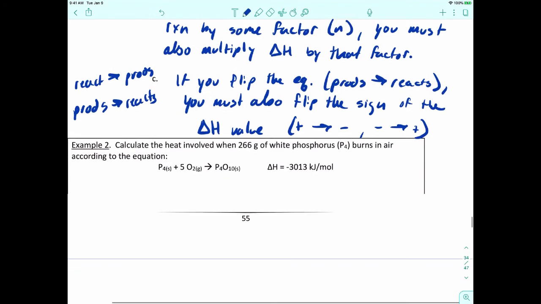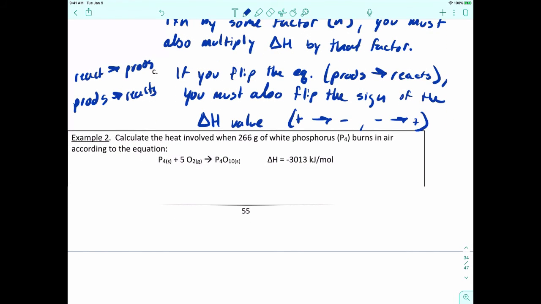So let me show you how this all works. So here is a problem. Calculate the heat involved when 266 grams of white phosphorus, P4, burns in air according to this equation. So we've got the thermochemical equation, P4 plus 5O2 yields P4O10, and we've got that enthalpy value. So what we're going to do is treat this enthalpy value as if it's part of the reaction. Now, because this is negative, that tells us that this is being released. So this is an exothermic reaction. So in other words, this would be almost like another product.